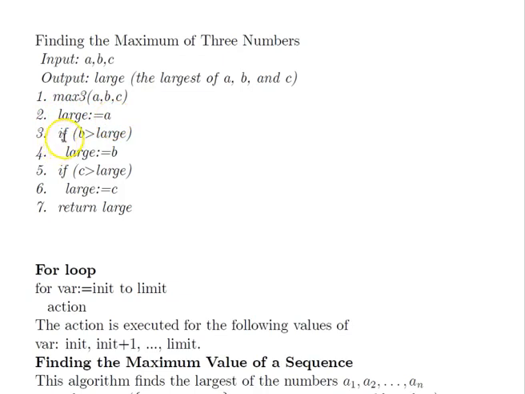The next row, large takes the value of a. Then we have this if statement. If b is bigger than large, then we assign the value of b to large. The next statement: if c is bigger than large, then we assign the value of c to large. Return large.